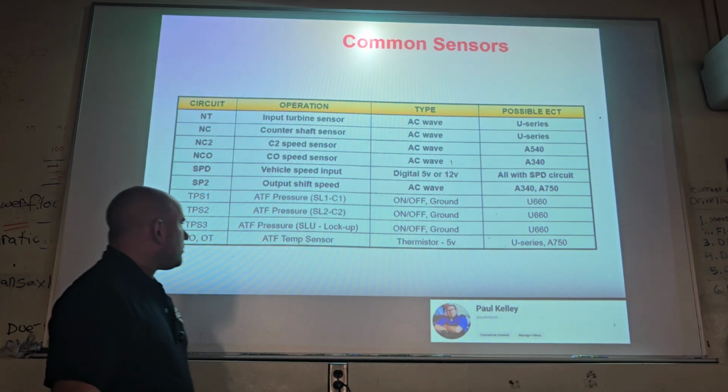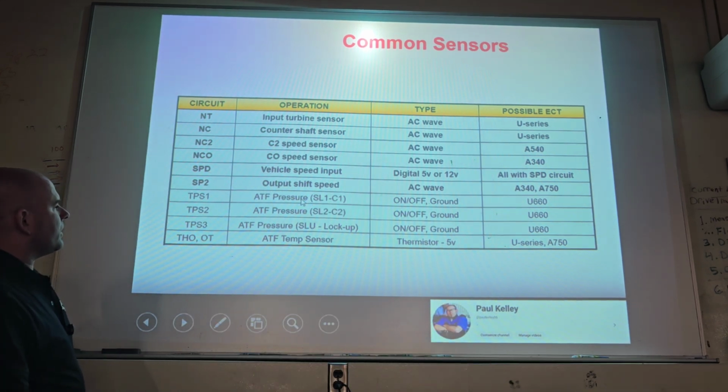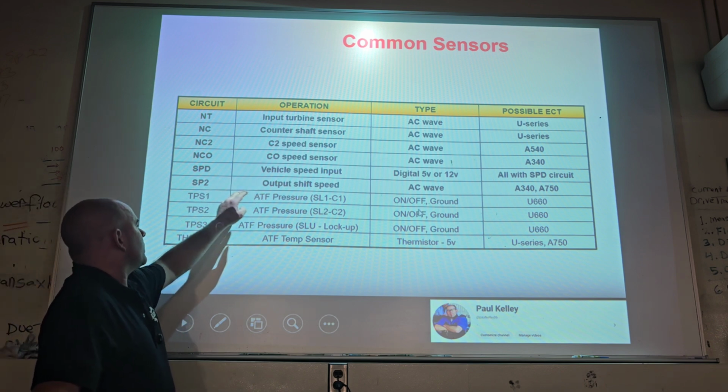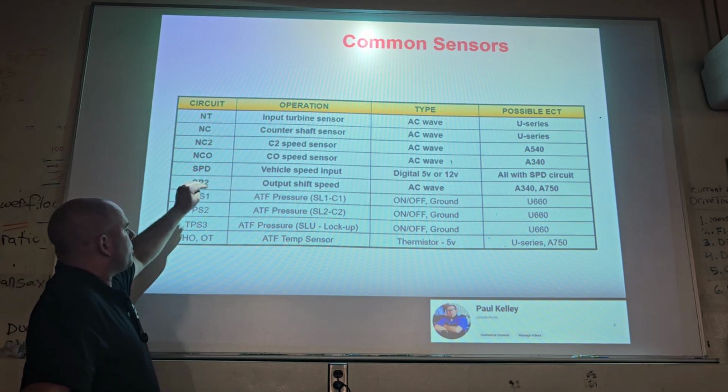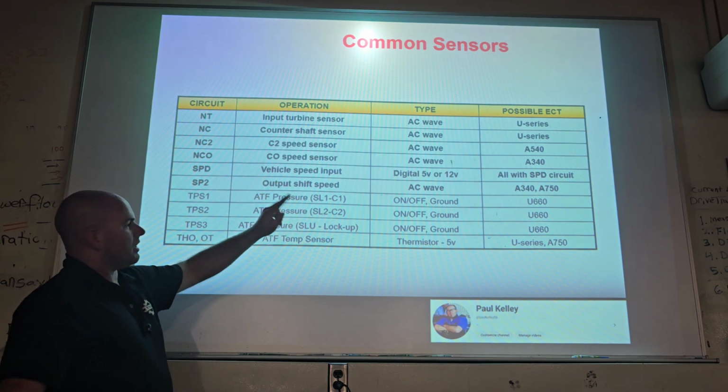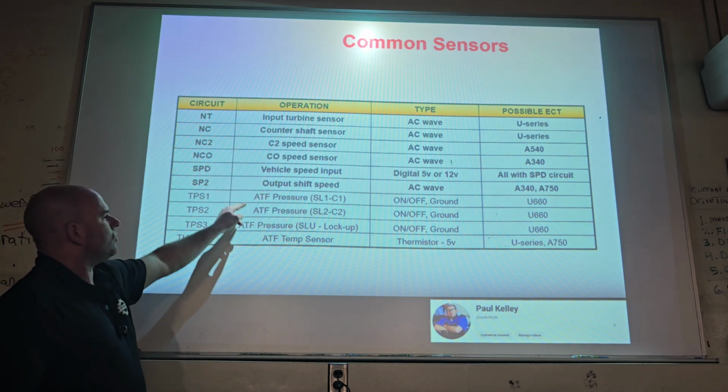Cool. And then some of these are really nice. If we have pressure sensors, like pressure sensor 1 and pressure sensor 2, they don't all have this, but the U660s and 760s do.